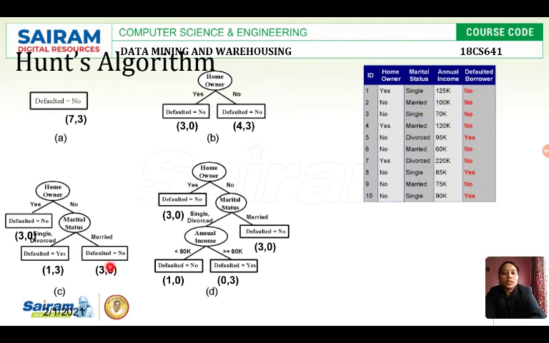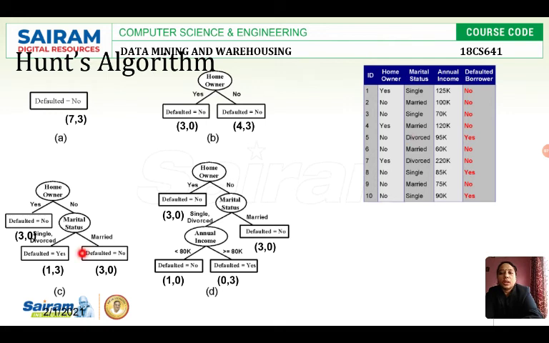They are not homeowner, they are married, they are not defaulted borrower. Yes, like this we have 3 rows. They are not homeowner, they are married and not defaulted borrower. See here, they are not owner, they are married and they are not defaulted borrower. Like this we have 3 rows.